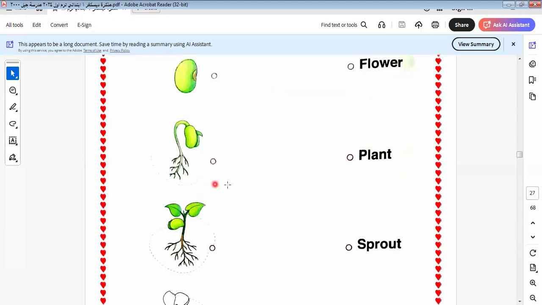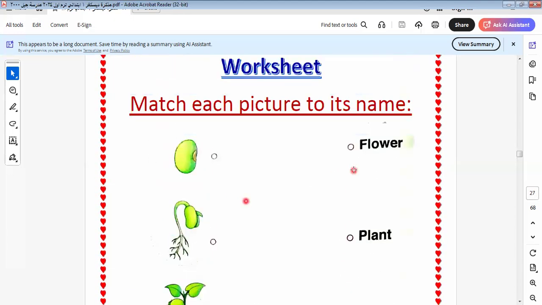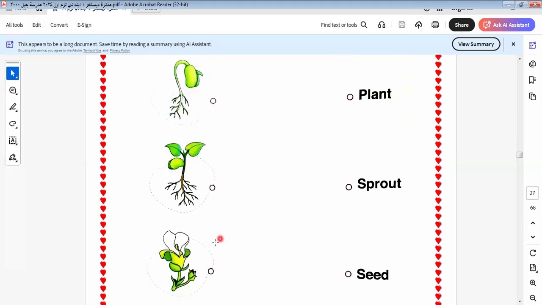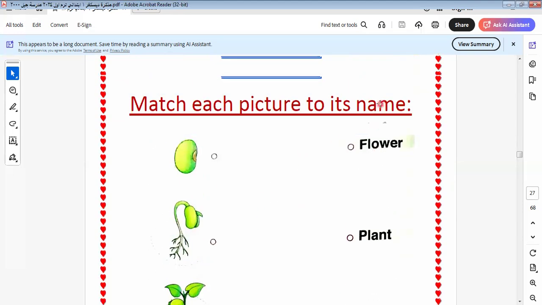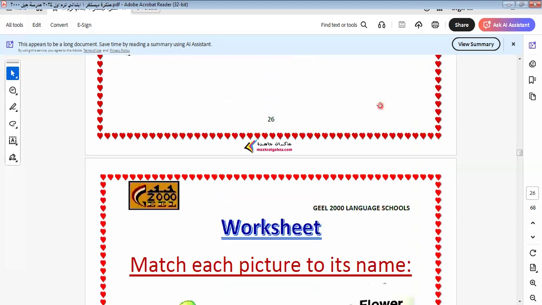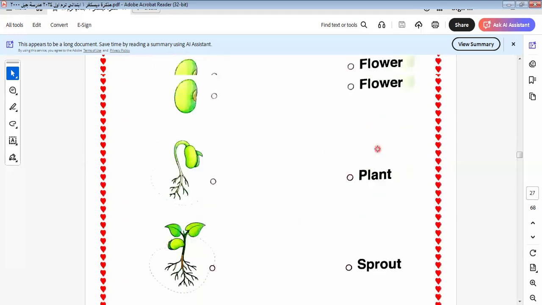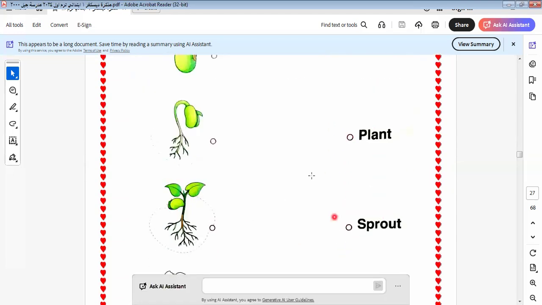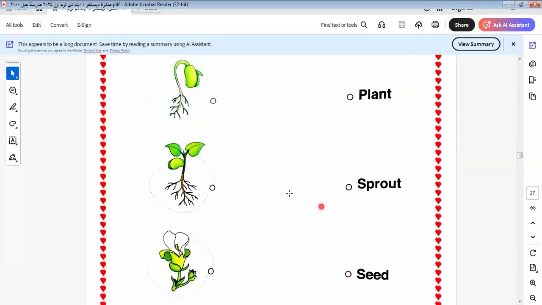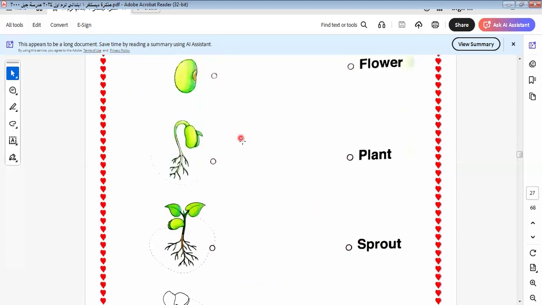Let's go to another one here. Which one here is the flower? The flower is the first one. Which one is the plant? The flower is the last one. Which one is the plant here? This one is the plant. This one is the sprout. The last one is the seed. Which one is the seed? The first one is the seed.